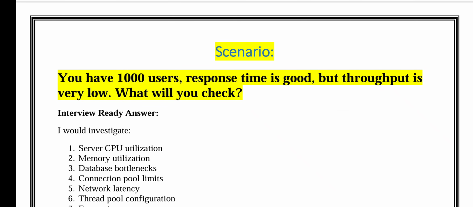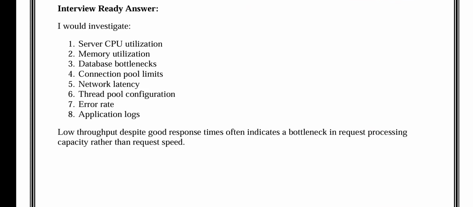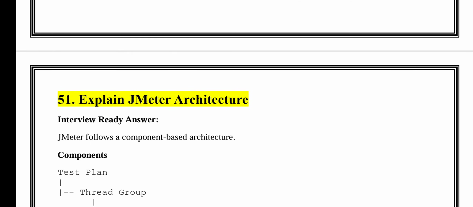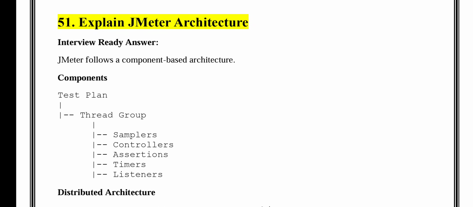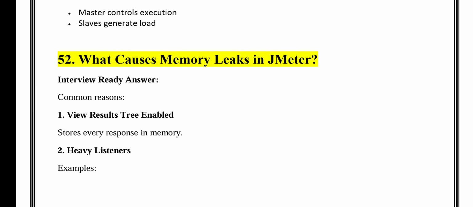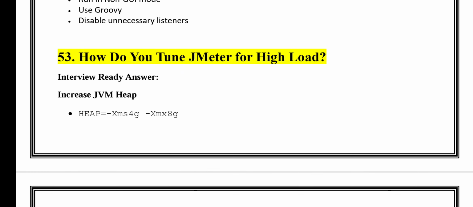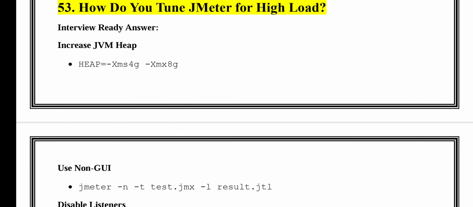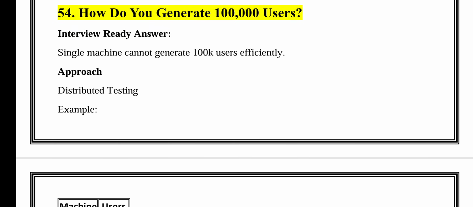And next come the scenario based questions. You have 1000 users, response time is good, but throughput is very low. What will you check, or what would you investigate? The next question is about JMeter architecture explanation. What causes memory leaks in JMeter? How do you tune JMeter for high load? How do you generate 1 lakh users?